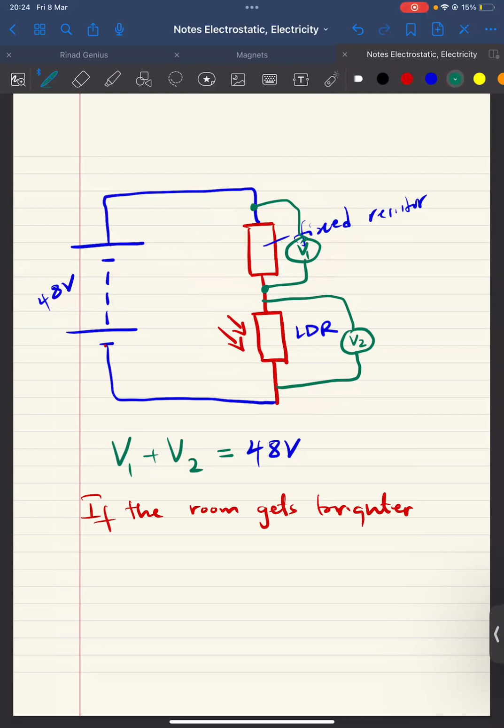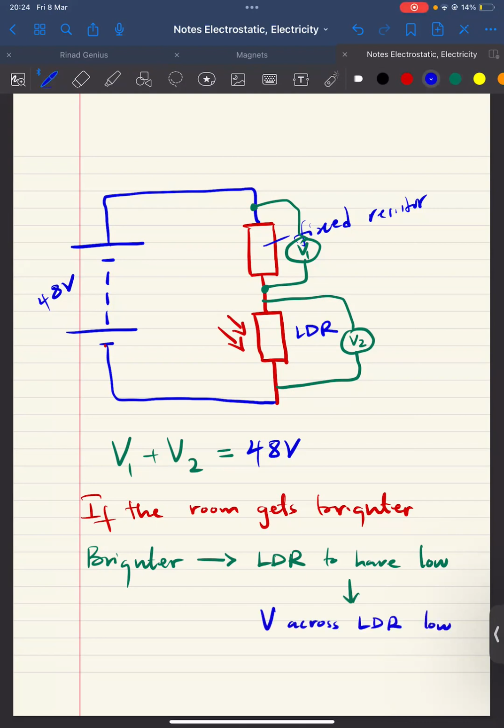So we are saying you have to write it as a sequence of events. If the room gets brighter, it will cause the LDR to have low or high resistance? Low. Yeah, to have low resistance. Now this will cause the voltage across the LDR to also be low.